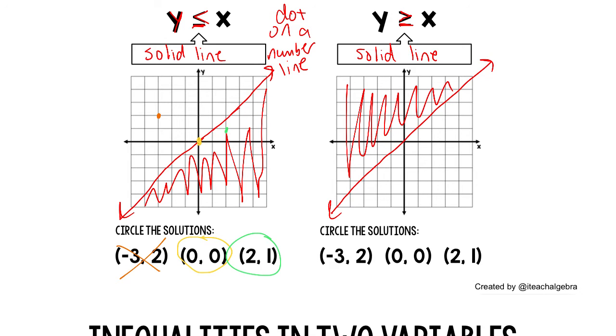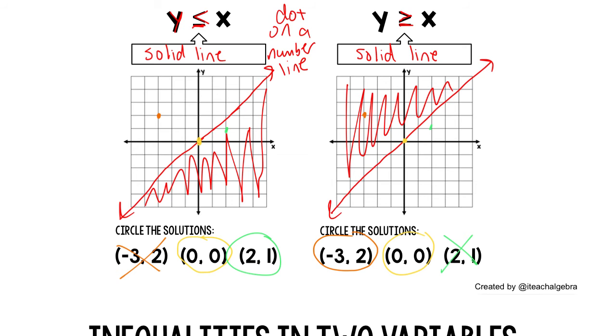Let's check our points. -3, 2, right there, definitely a solution. 0, 0, definitely a solution. 2, 1, not a solution. You can see it's important to not shade in super solidly because if you do, you won't be able to see where points are in your solution zone to check and see if they're correct. So that's kind of the bare bones of how you graph an inequality in two variables.